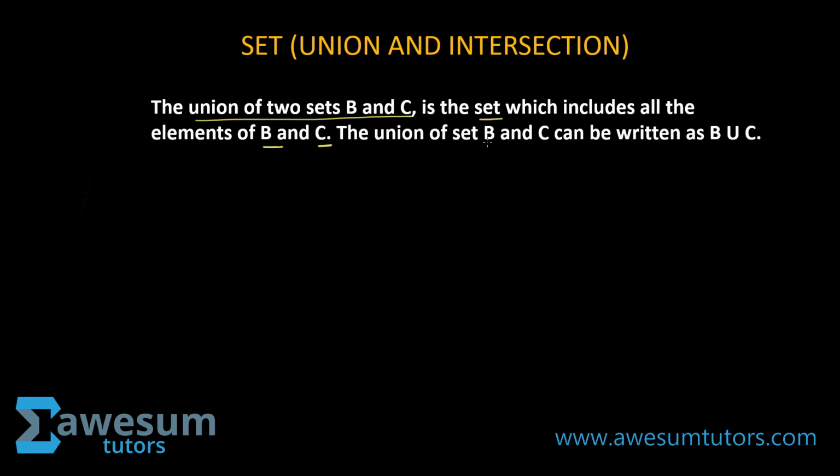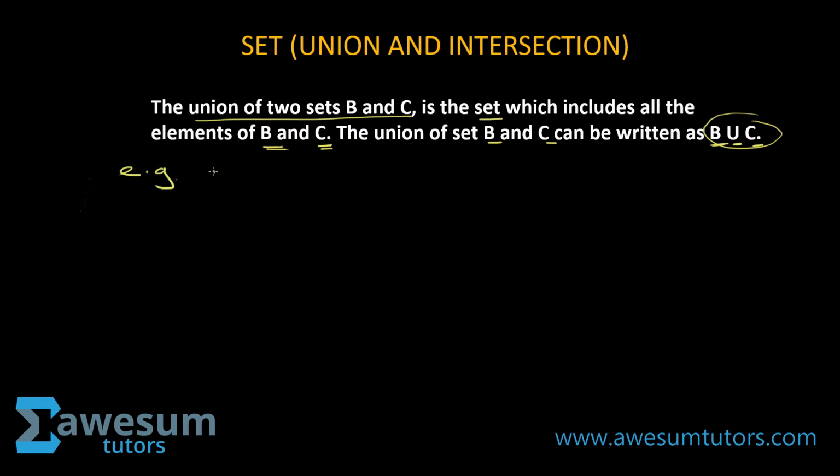The union of set B and C can be written as this. This means B union C. Take note, it includes all the elements of B and C, also without repetition. That means you are not going to repeat any one element. Okay, let's take a series of examples right here.